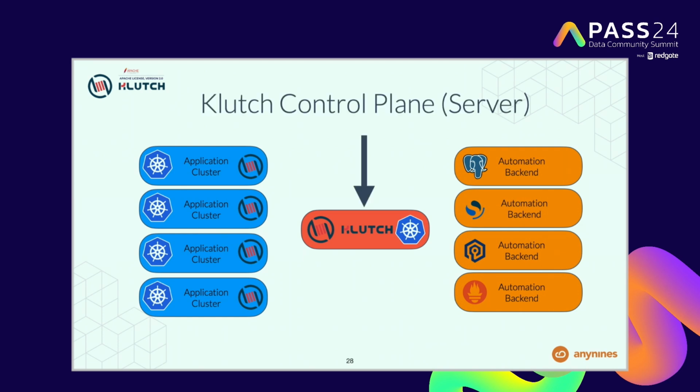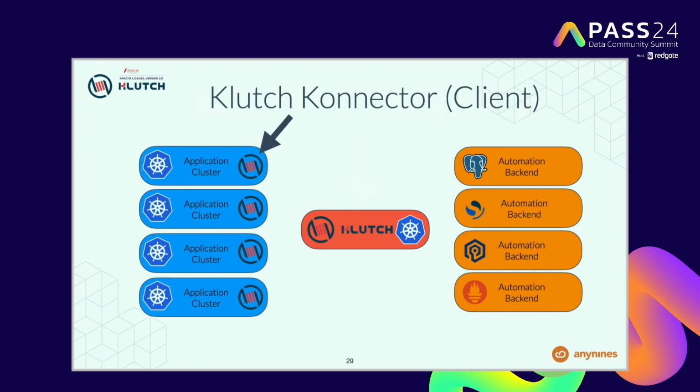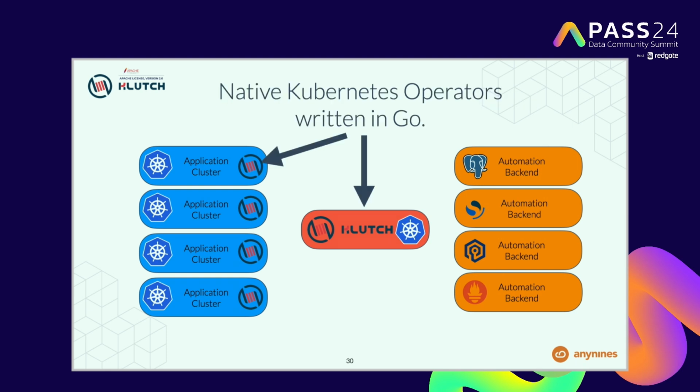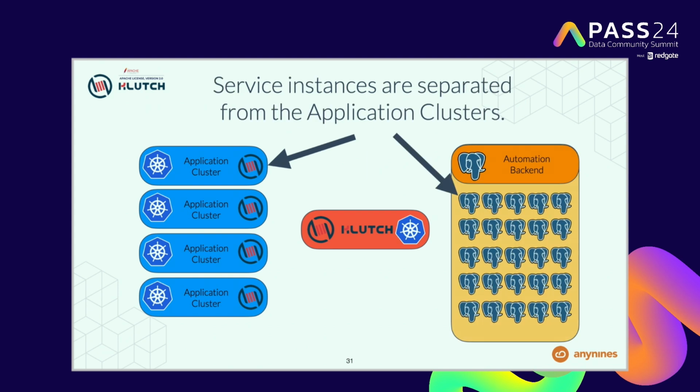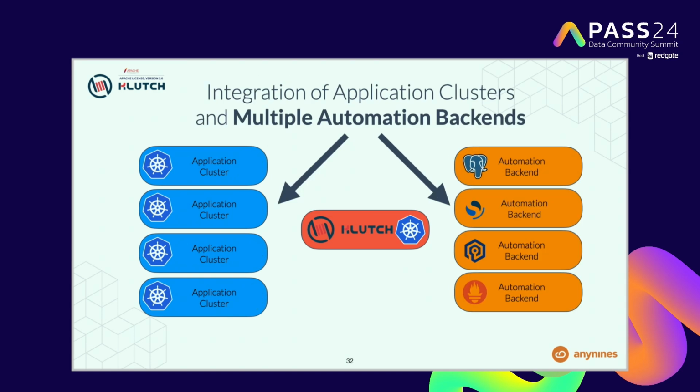So there's a control plane as it's a client-server model. There's a lightweight connector, which does nothing but proxy, representing objects that will be replicated to the Klutch server, which will actually reconcile to the automation backends. They're written in Go. And the idea is to keep the service instances at a separate place. And you can have multiple of those backends. You can integrate any data service, any cloud service you want.